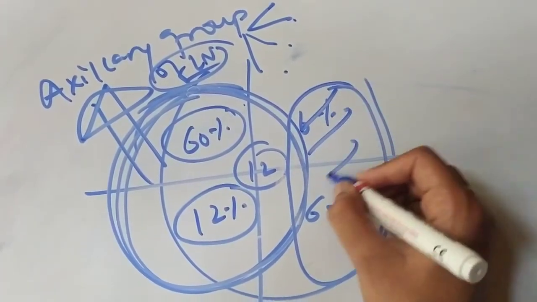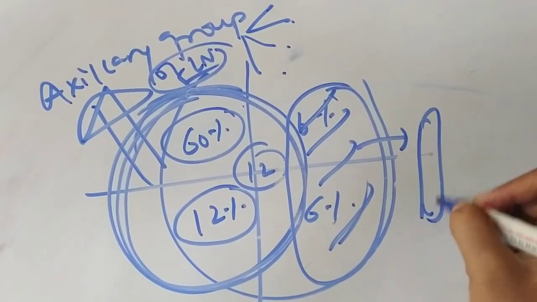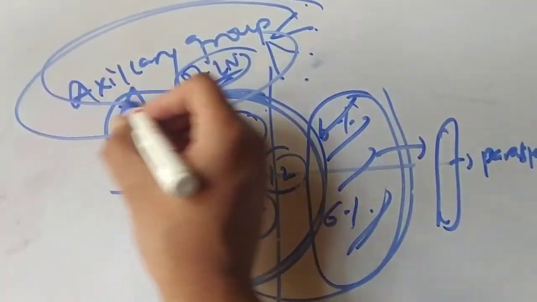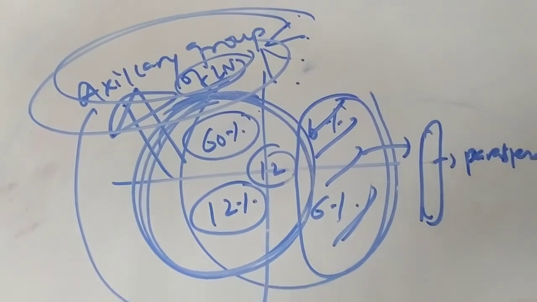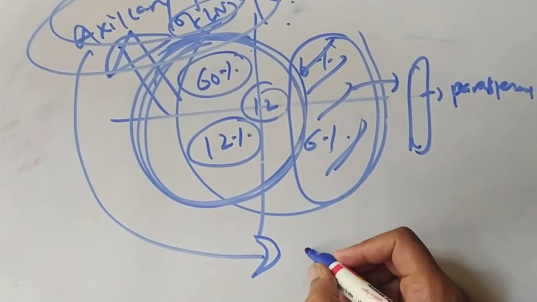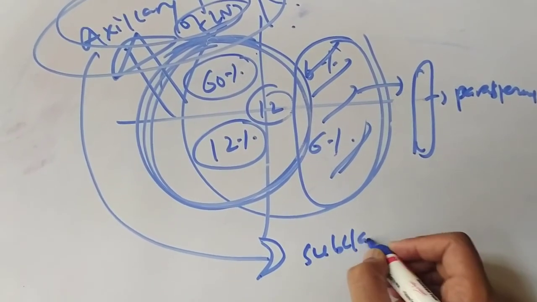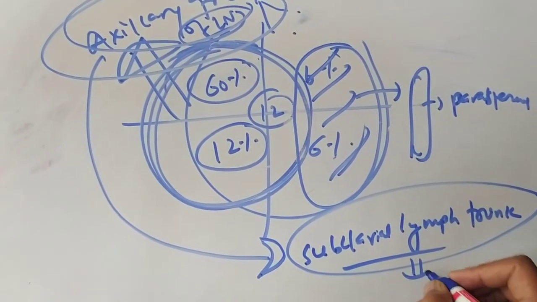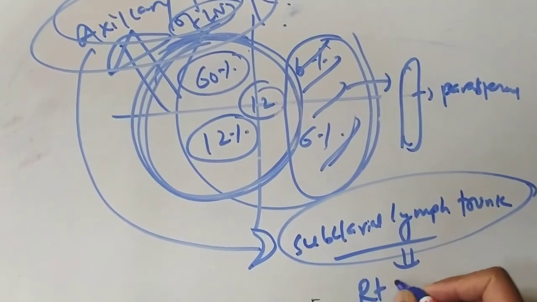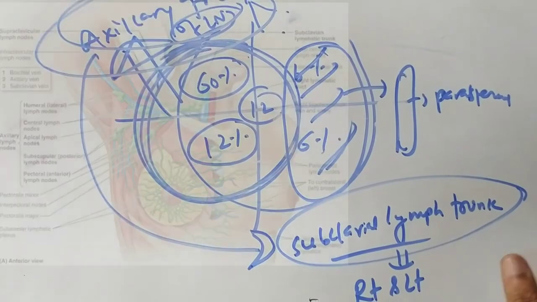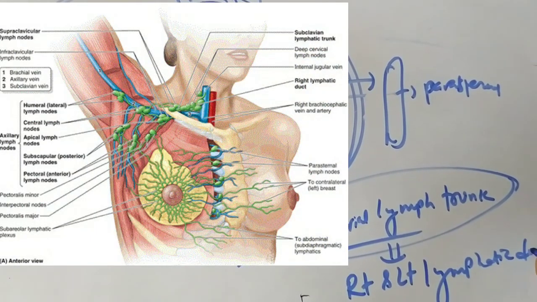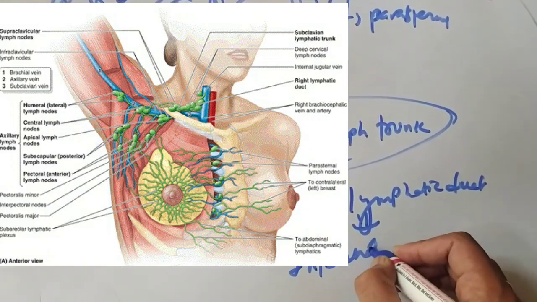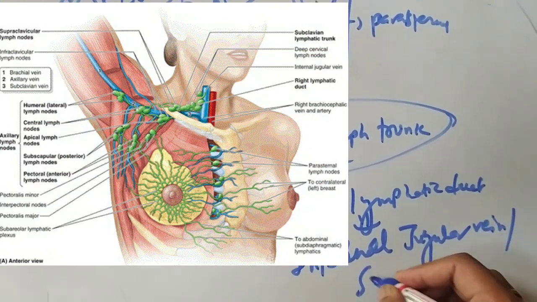And a very small amount from these quadrants is taken into the parasternal nodes. Ultimately, whatever lymph the axillary group of lymph nodes takes will go into the subclavian lymphatic trunk, and from the subclavian lymphatic trunk it ultimately reaches the right and left lymphatic ducts. On the right side there is a right lymphatic duct and on the left side there is a left lymphatic duct, and ultimately from the right and left lymphatic ducts they will enter the internal jugular vein or the subclavian vein.